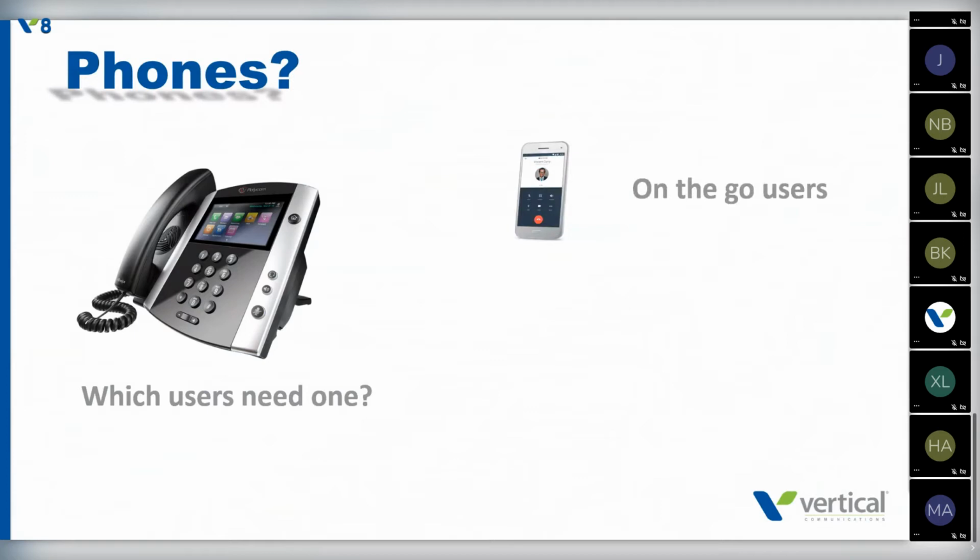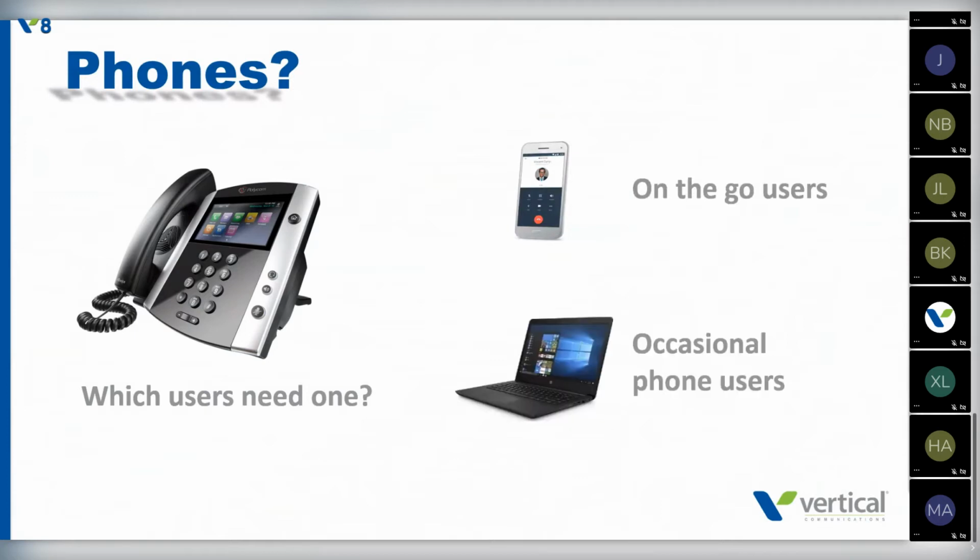If they're mostly mobile, you can look at a mobile app. And if they're just occasional phone users, they might just get away with having the desktop app instead. And that's fine. The great part about this is you should be able to mix and match all of these things and put them together. That should be part of how you operate. You shouldn't just be going, oh, I've got 200 users, so let's get 200 phones. You should be thinking about what each user does or does not need.